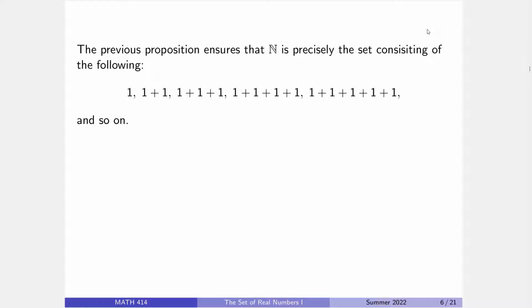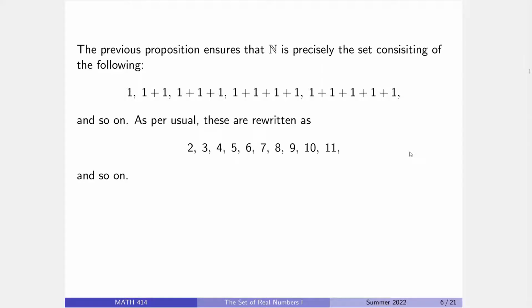Alright, and so as we claim, this guarantees that the set of natural numbers is precisely the set consisting of 1, 1 plus 1, 1 plus 1 plus 1, 1 plus 1 plus 1 plus 1, and so on and so forth. So all of the natural numbers are in our set. And as per usual, we rewrite these. So 1 plus 1 is 2, 1 plus 1 plus 1 is 3, 4 is 4, and so on and so forth. So the set of natural numbers exists, it lives in the set of real numbers, and it's precisely the set you think it should be.